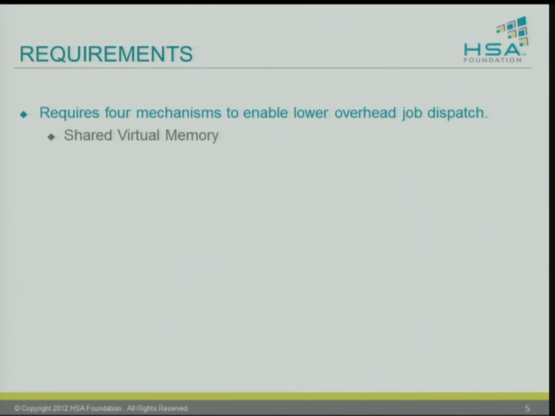So the first one is shared virtual memory. I'll talk about all 4 in detail. The first mechanism is shared virtual memory. The second is system coherency. And here I'm talking about actual true hardware cache coherency amongst the different agents in the system. Signaling mechanisms in order for one agent in the system to wake up or signal another agent. And then user mode access to queues. So these are the 4 architectural requirements that HSA specifies. And then the vendor is free to implement these things however the vendor wants to.